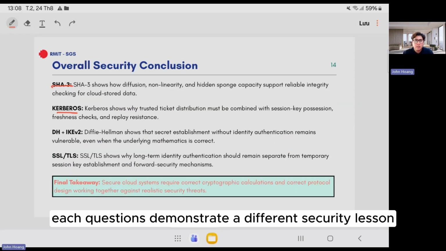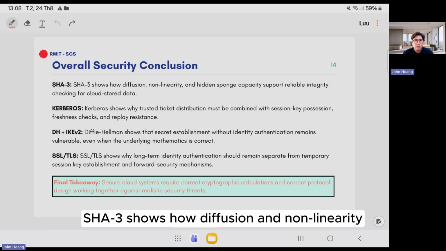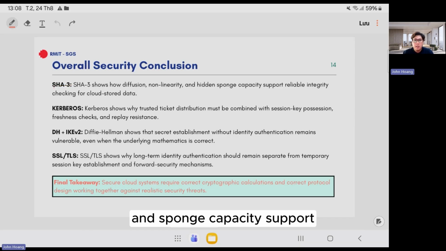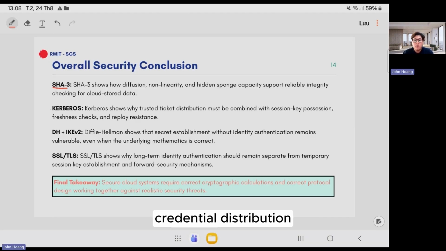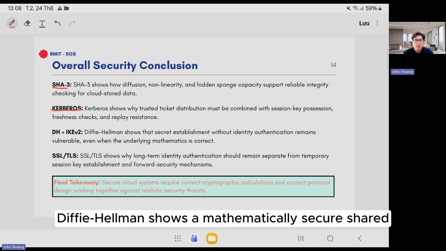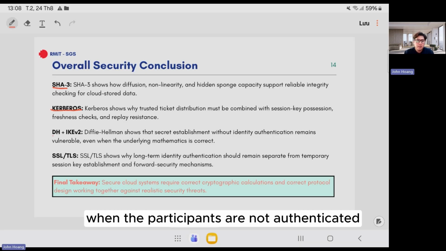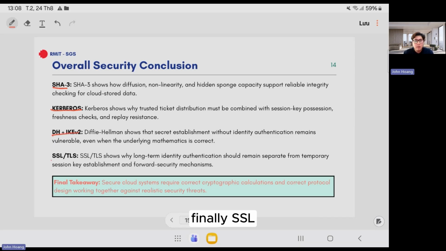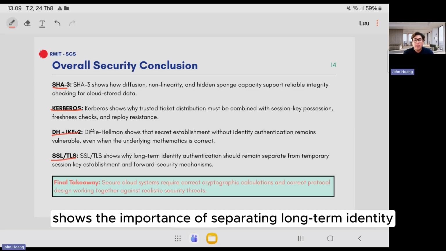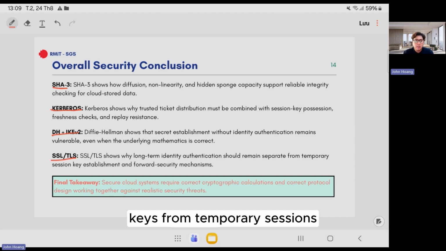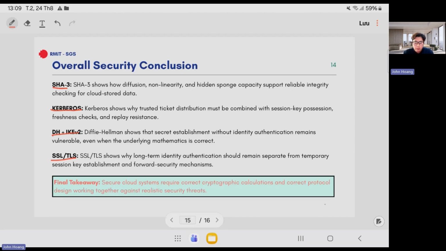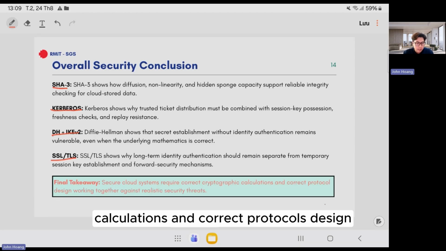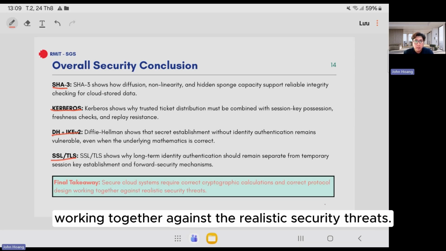To conclude, each question demonstrates a different security lesson. SHA-3 shows how diffusion, nonlinearity, and sponge capacity support data integrity. Kerberos shows that authentication also needs trusted credential distribution, freshness, and replay protection. Diffie-Hellman shows that a mathematically secure shared secret is still vulnerable when the participants are not authenticated. Finally, SSL/TLS shows the importance of separating long-term identity keys from temporary session key establishment. Overall, a secure cloud system requires correct cryptographic calculations and correct protocol design working together against realistic security threats.